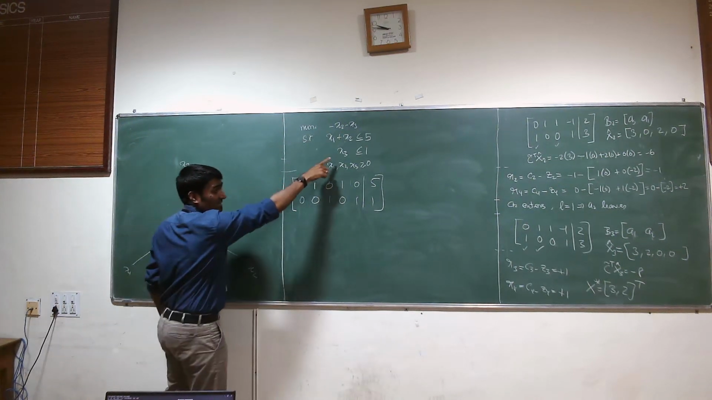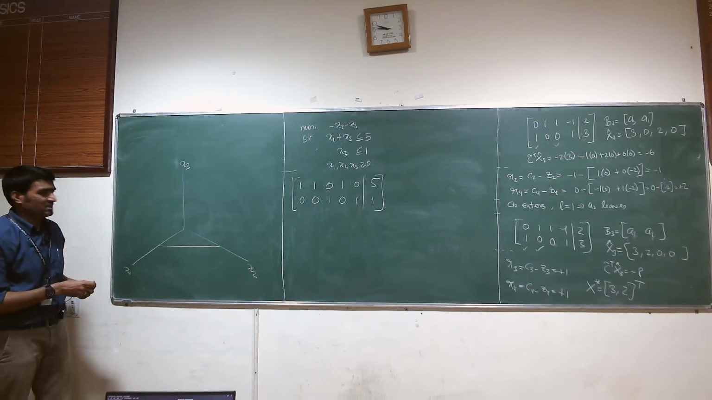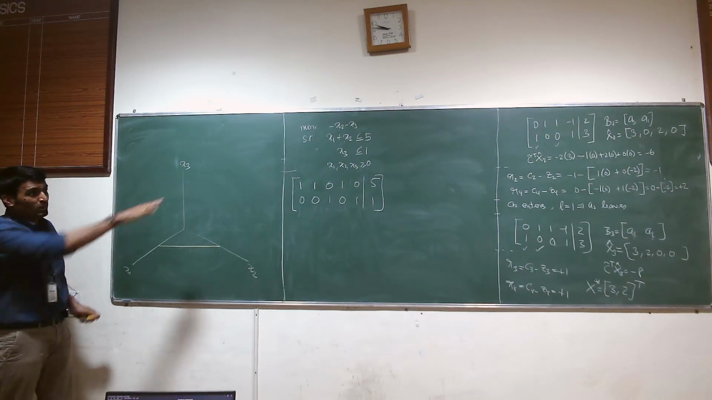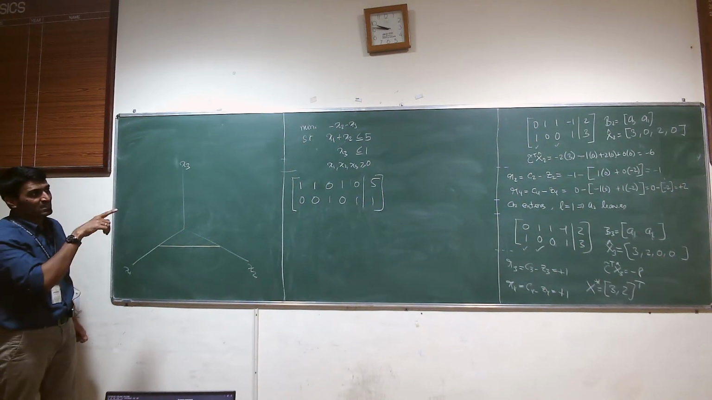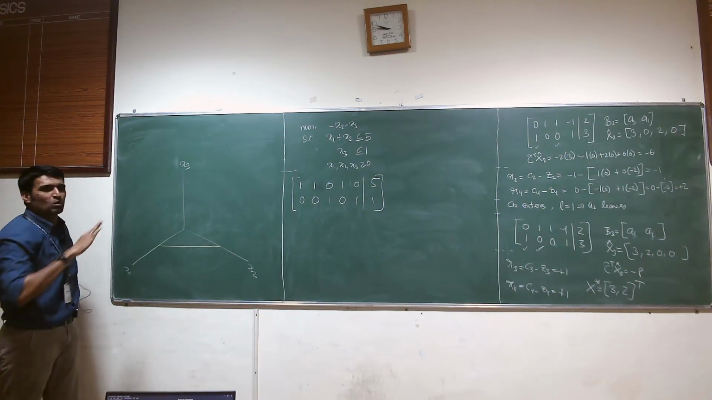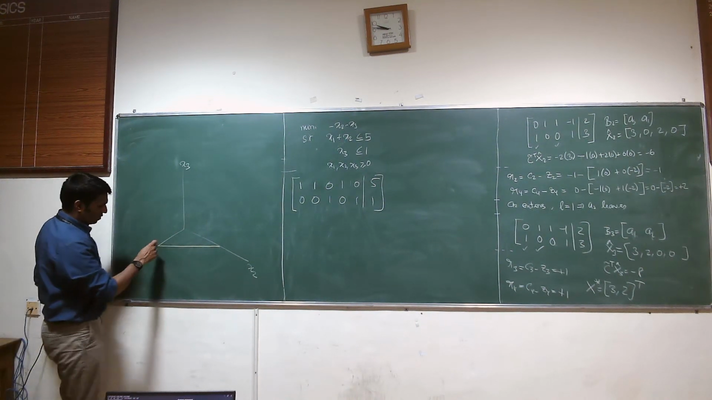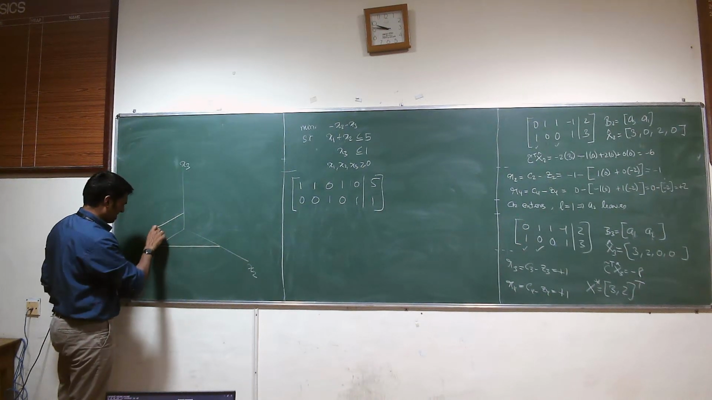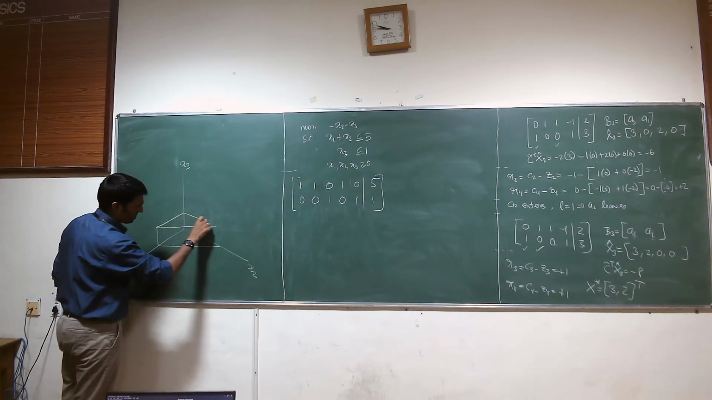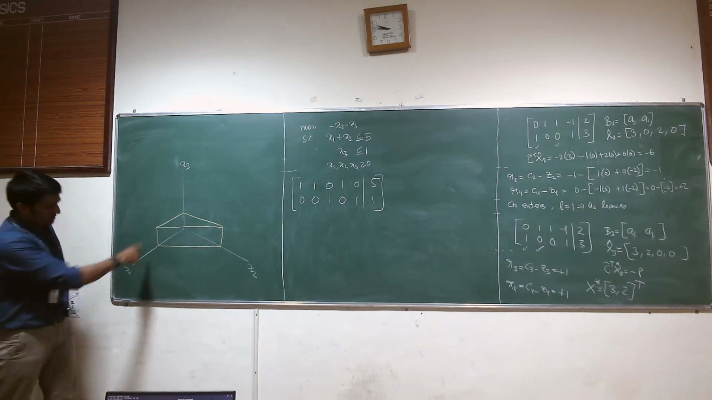But there is an additional constraint, x3 less than or equal to 1. What would that correspond to? What plane would that correspond to? X3 equal to 1. What plane would it correspond to? X1 and x2. So essentially what you have is this. You're searching inside this.